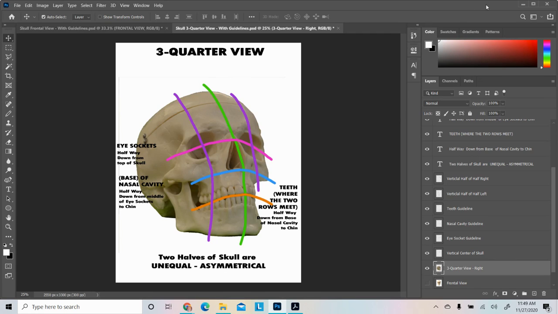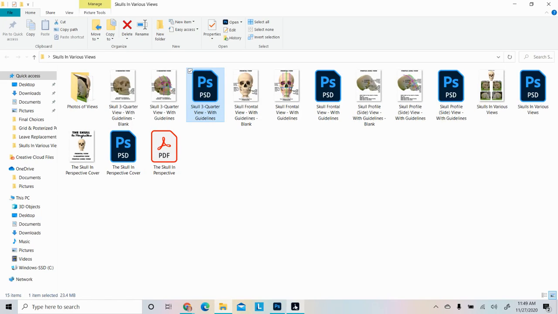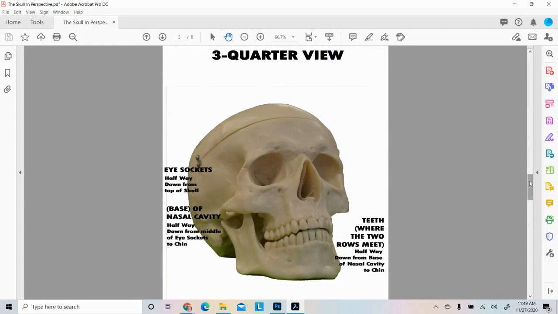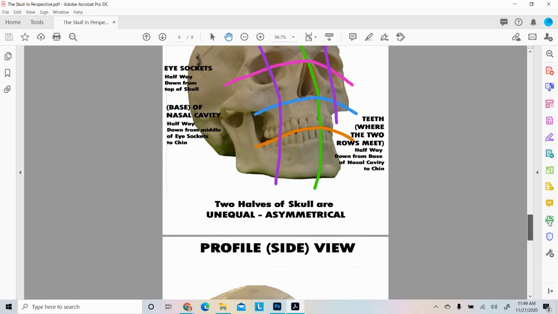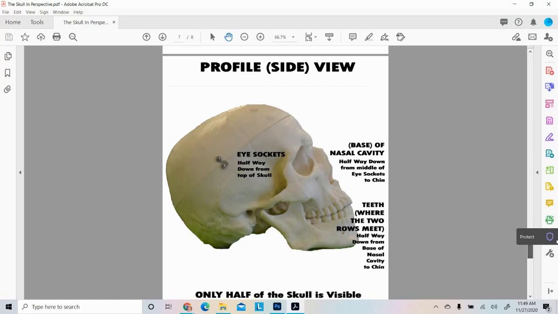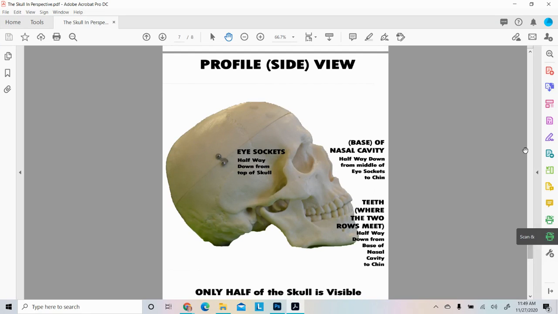Okay, so we still have one more view to look at. So we looked at the frontal view, the 3/4 view, and now we are going to look at the profile or side view. Okay, this is another fun one.